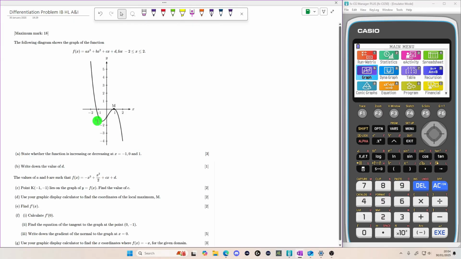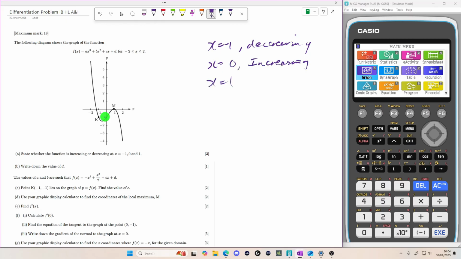So at minus 1, we can see that it is decreasing. At x equals 0, we can see that it's increasing. And at x equals 1, we can see it's past the maximum point, so therefore it is decreasing. So that's part A. Part B, write down the value of d.